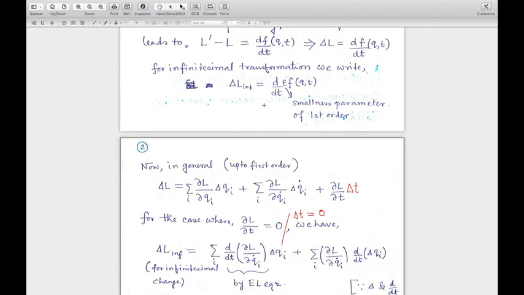One is symmetric because it doesn't change the action. The Lagrangian of course changes, but it does not change the action. Okay, and also it is an additive transformation. That means it is not a multiplicative type of transformation, this is additive. So L prime should be L plus something.